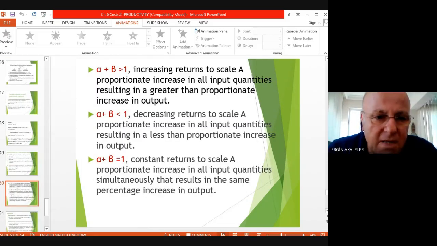If alpha plus beta is higher than 1, there are increasing returns to scale: a proportional increase in all input quantities results in a greater than proportional increase in output. If alpha plus beta is less than 1, there are decreasing returns to scale: a proportionate increase in all input quantities results in a less than proportionate increase in output. If alpha plus beta is equal to 1, there are constant returns to scale: a proportionate increase in all input quantities simultaneously results in the same percentage increase in output.